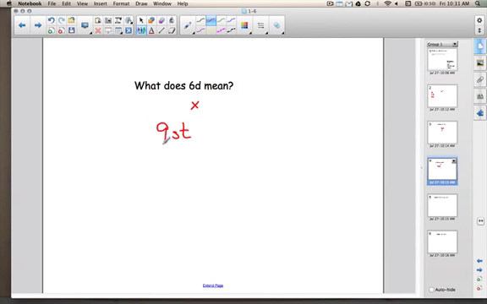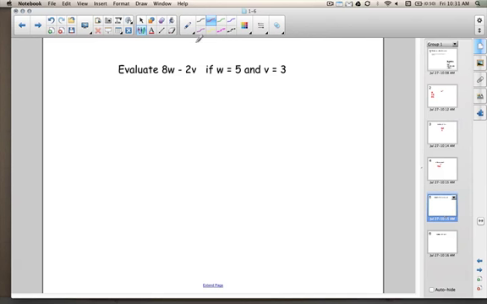And this number in front of the variable here is known as the coefficient. So this number right here in front of the s and the t, the 9, is known as the coefficient. Just like here, the 6 is the coefficient of the d. So here's our example that we're going to do with this.